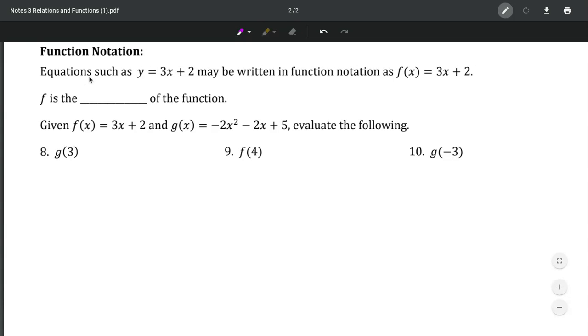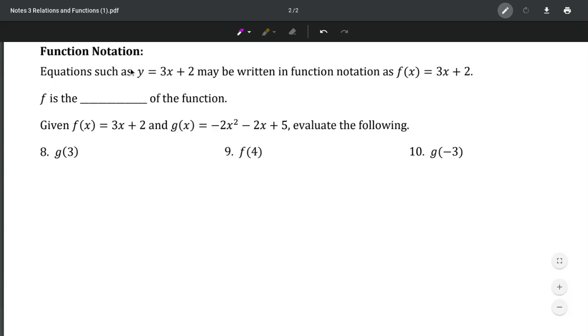In this video, we're going to look at function notation, and that's just a different way to write equations. So if we have an equation such as y equals 3x plus 2, there are times where it may be written in function notation as f of x. So this f parentheses x, we say the words f of x equals 3x plus 2. So notice both equations have equals 3x plus 2, and they're the same equation.